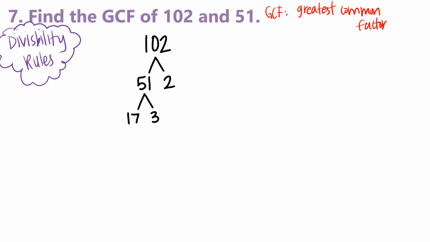All right, so now we are down to 17 and 3. 17, let's see, does 2 go into it? No. 3, no. 17 is prime, so it can't go any further. So that means we can write 102 as 2 times 3 times 17. That's the prime factorization. Do y'all remember that? Prime factorization.